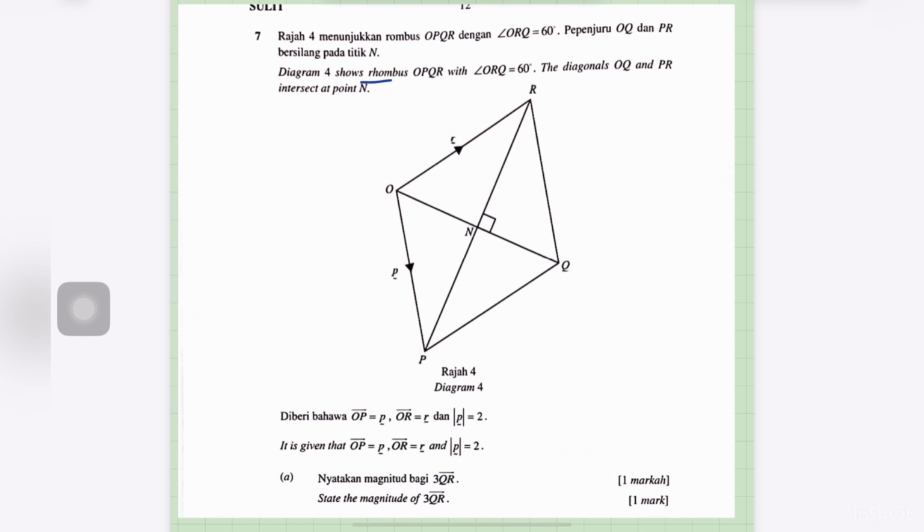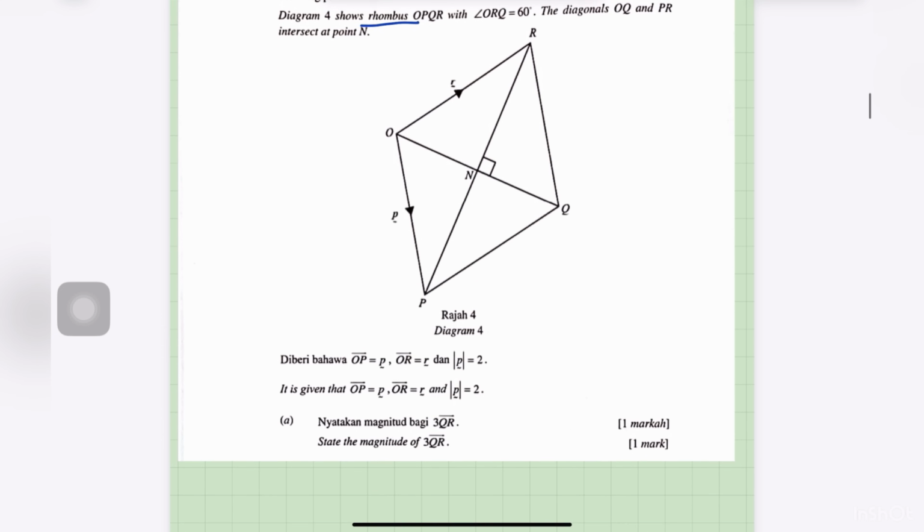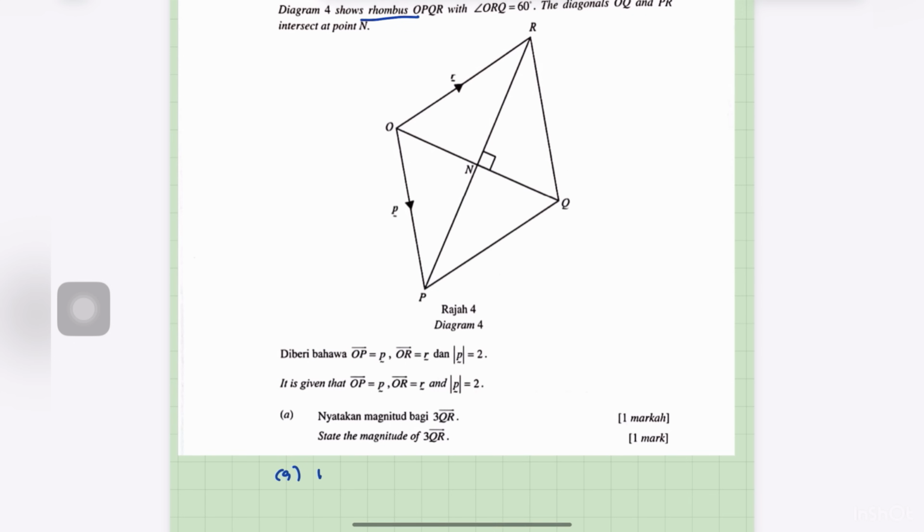Okay, so now given rhombus, so we must know the characteristic of rhombus. All sides are same length, semua side dia punya length dia sama. Okay, so then lepas tu two opposite sides are parallel. Another characteristic of rhombus. Okay, so then for A, nak cari magnitude 3 vector QR.